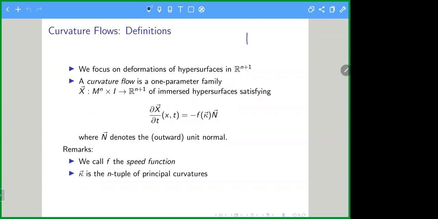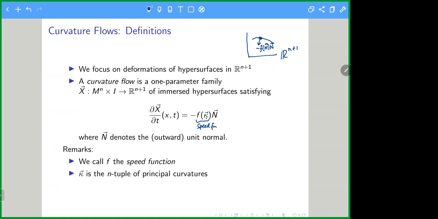The setting here is that I think of my ambient space as being R^(n+1), and I have a manifold here. The way I'm going to deform this manifold is by giving it a speed which is a function of its curvature, so minus f of the curvature vector times the normal vector. The curvature vector is just the n-tuple of principal curvatures, and this f I'll refer to as the speed function.